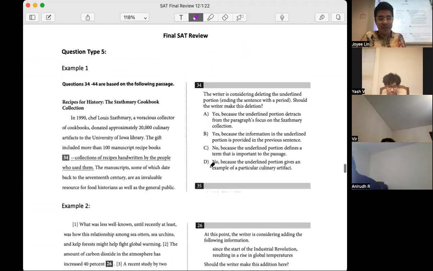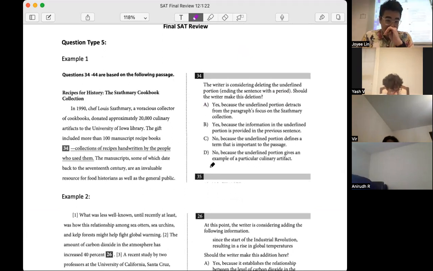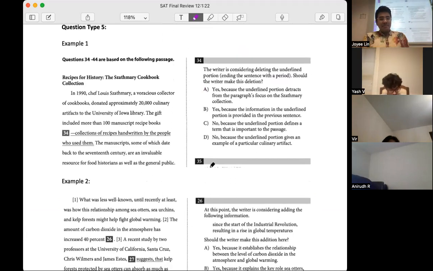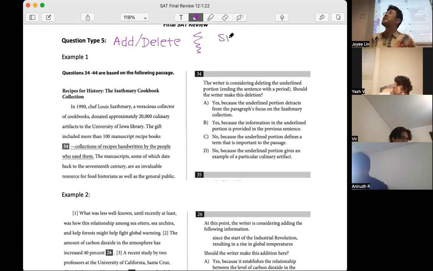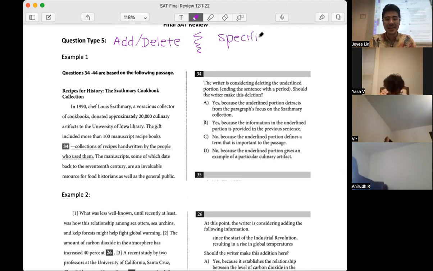Question type number 5. What is this? Oh, the add. Add or delete, right? There's a phrase that I use here that I haven't mentioned recently. Is it specific and relevant? That's the phrase I use. Oh my gosh, it's been so long since I said it. Is it specific? Is it relevant?